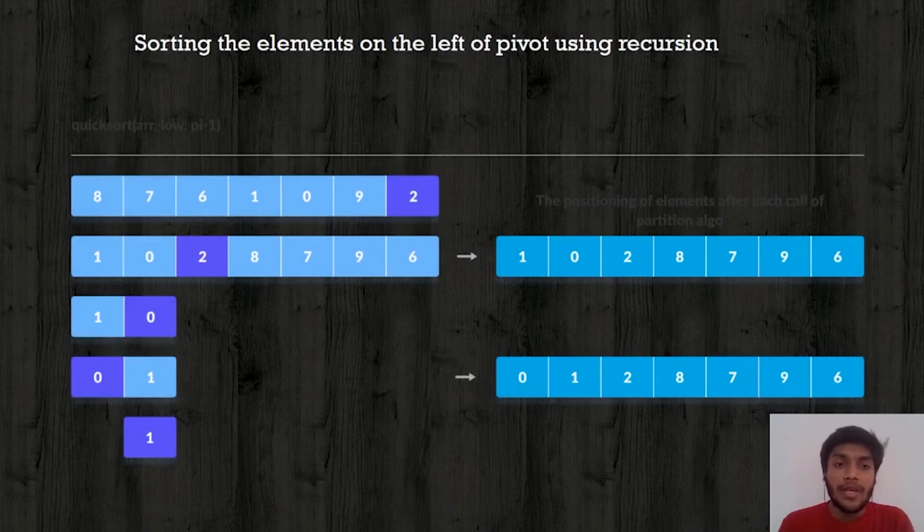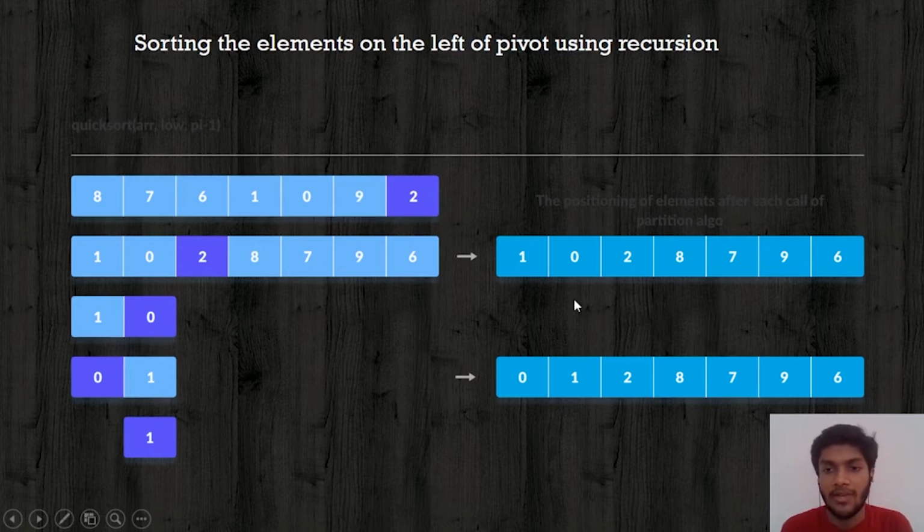Now, this figure explains sorting the elements on the left of the pivot using recursion. That is, 2 is the pivot element and we are using the left. 1 and 0 are on the left, 8, 7, 9, 6 respectively are on the right. So 1 and 0 will be selected, 0 and 1 in the ascending order. And these two figures represent the positioning of elements after each call of the partition algorithm. So when it takes place in ascending order, it's 0 and 1 here.